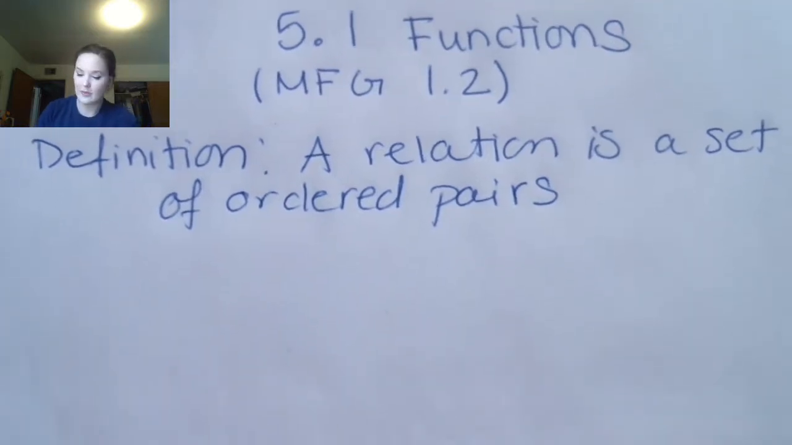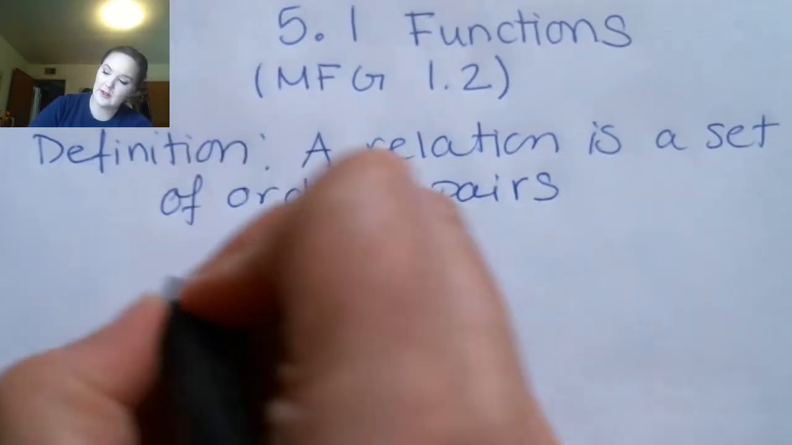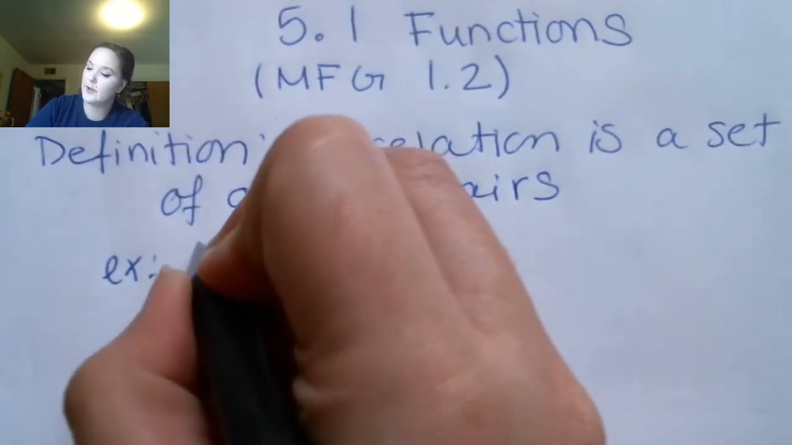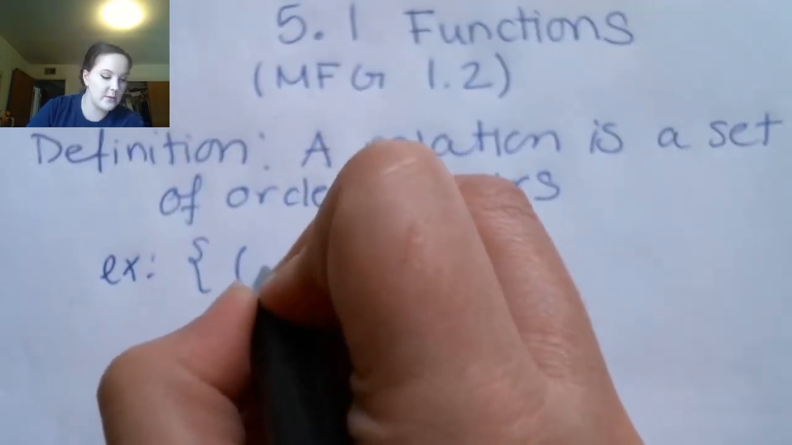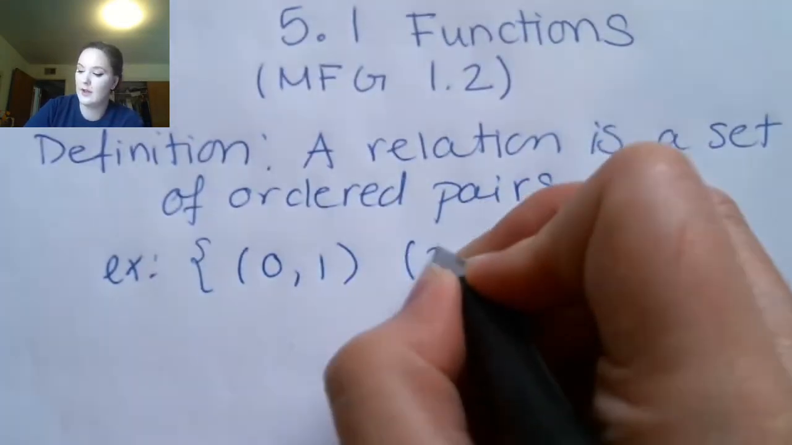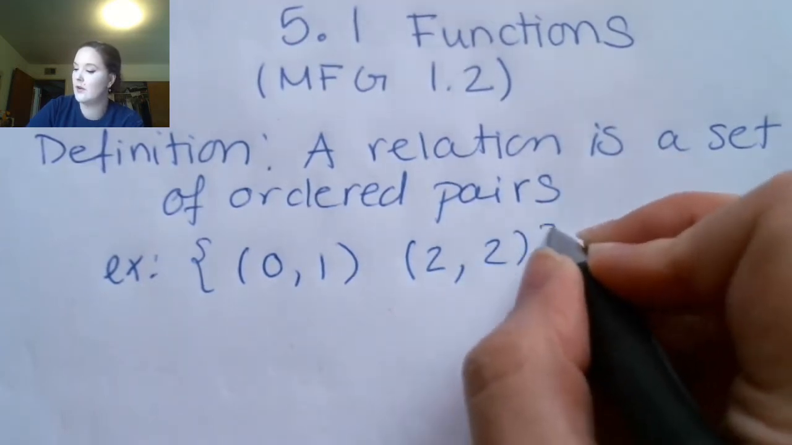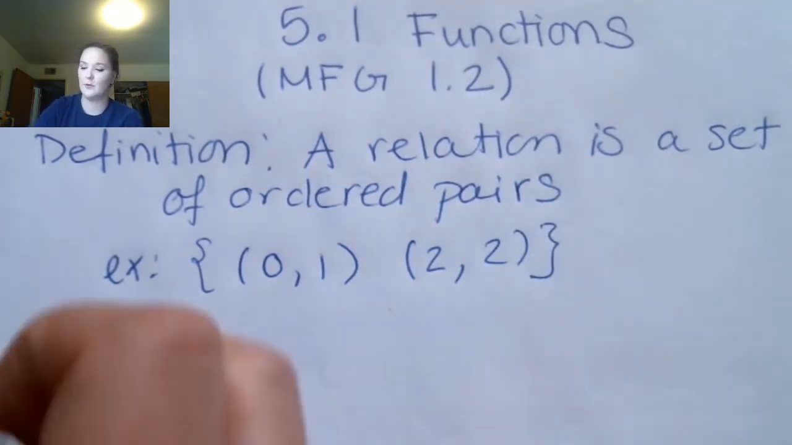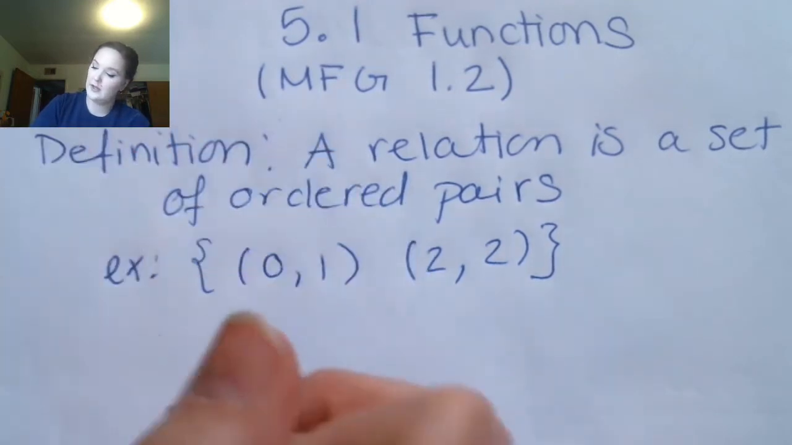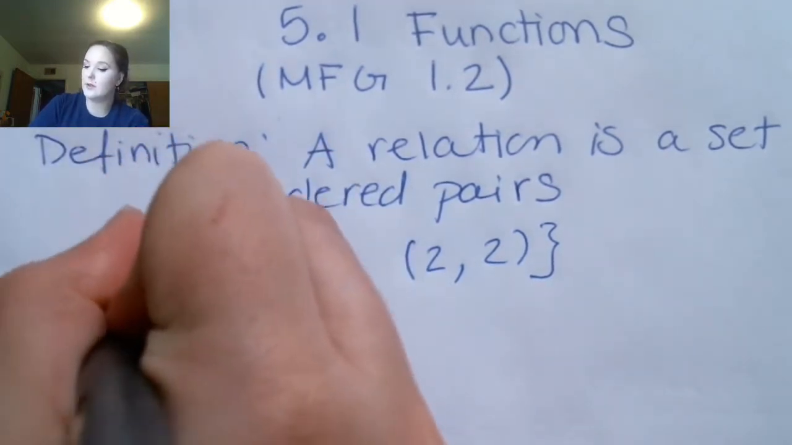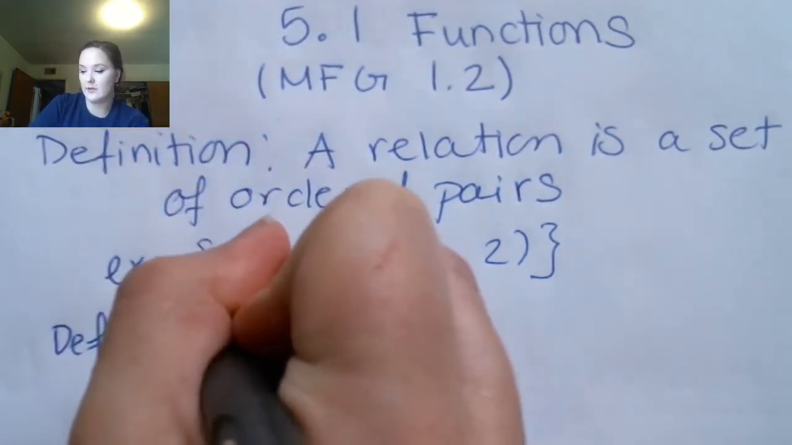So I'll just give you a little example. We could have a relation that has two ordered pairs, just (0, 1) and then (2, 2). This is an example. It's a set of ordered pairs. Let's look at the parts of these ordered pairs.